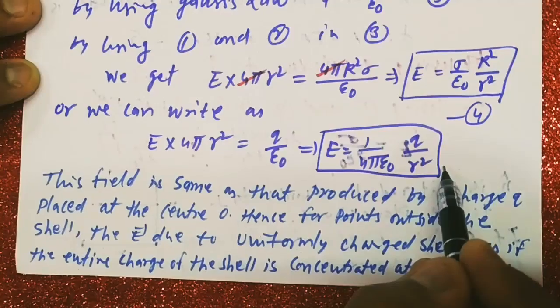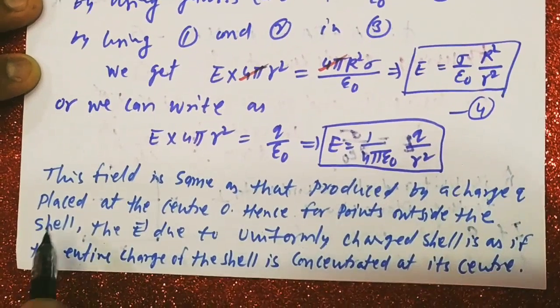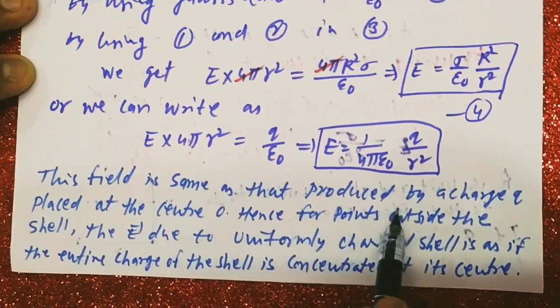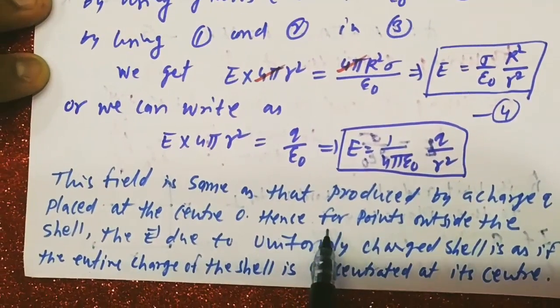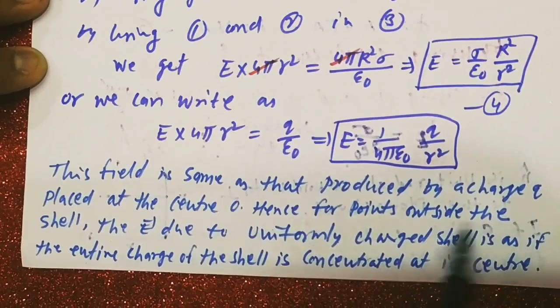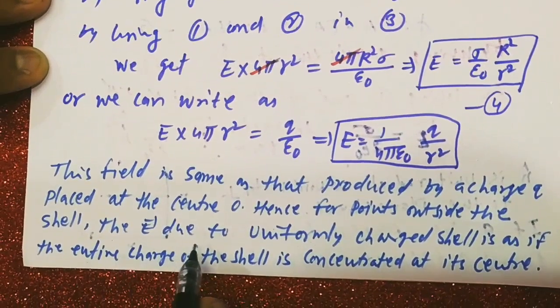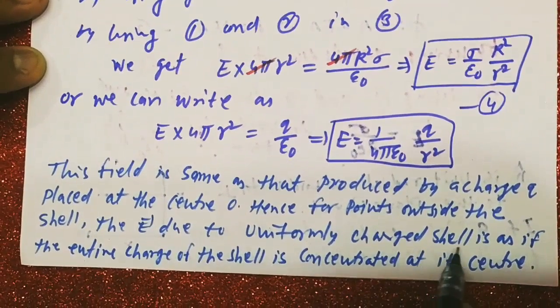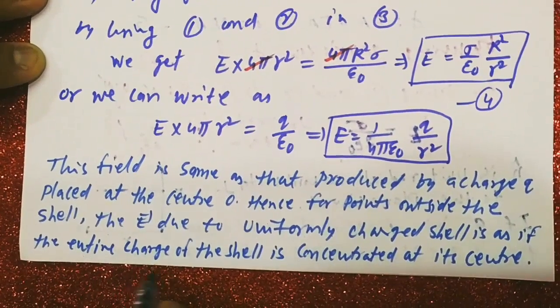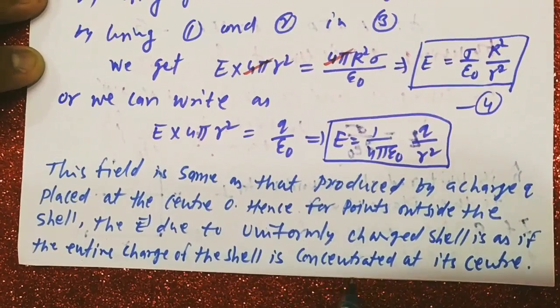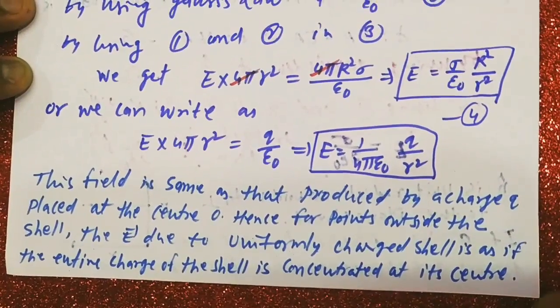By observing this expression, the field is the same as that produced by a charge q placed at the center O. Hence, for a point outside the shell, the electric field due to a uniformly charged shell is the same as if the entire charge of the shell is concentrated at its center.